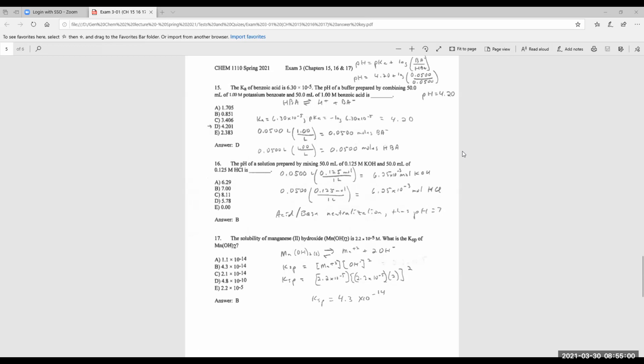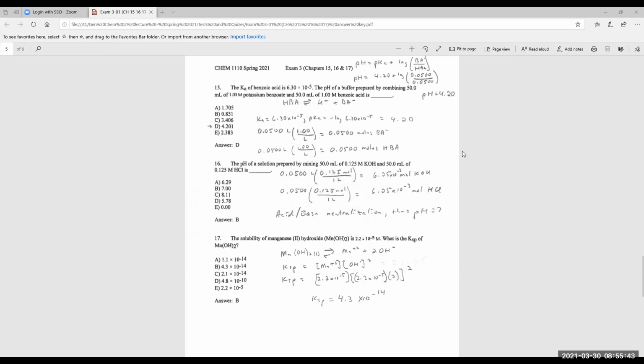Then the KSP expression would be equal to the manganese plus 2 concentration times the hydroxide concentration, but the hydroxide concentration needs to be squared since there's 2 moles of that. You would go ahead and plug into the equation that solubility number. And so you'd have 2.2 times 10 to the minus 5 for the concentration of manganese plus 2. But because of our stoichiometry on the hydroxide, that concentration is 2 times 2.2 times 10 to the minus 5. And then that quantity gets squared.